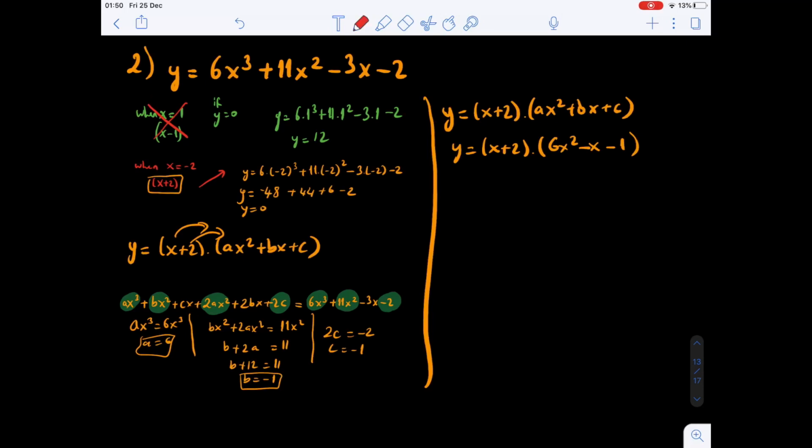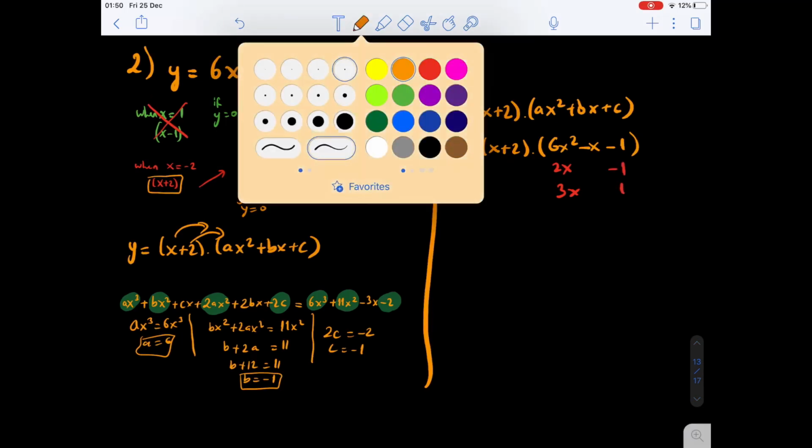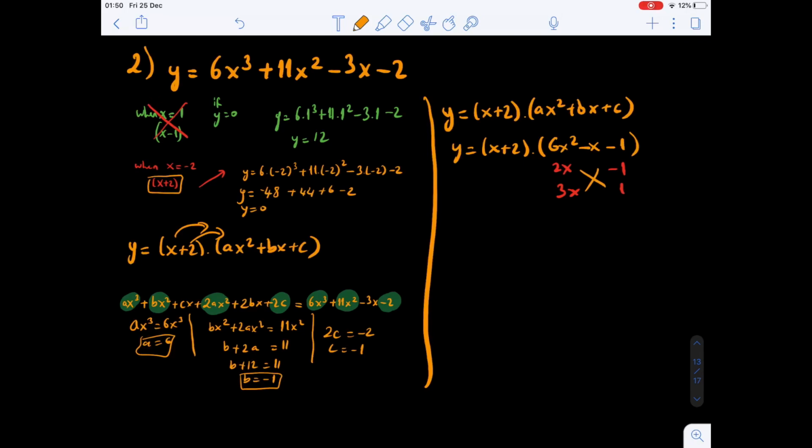We are going to try to factor our quadratic, which is 6x squared. So 2x times 3x, can I get negative? Yes, minus 1 times 1. So when you use cross multiplication as we did before, we can easily see that y equals x plus 2 times 2x minus 1 times 3x plus 1. This is the answer. We have fully factorized it right now.